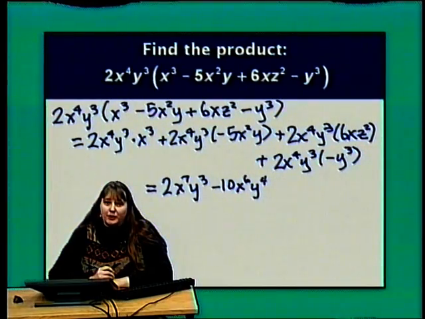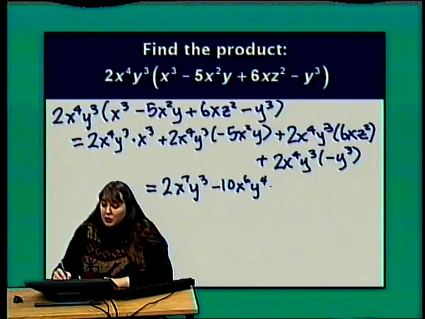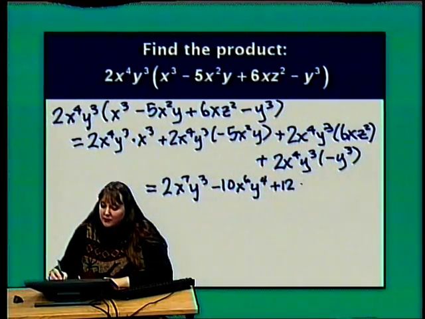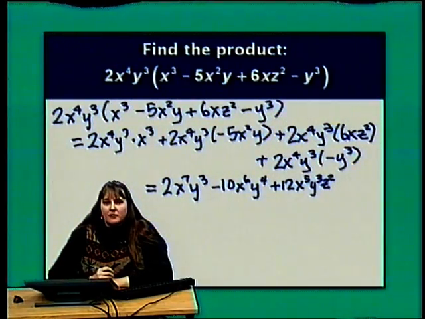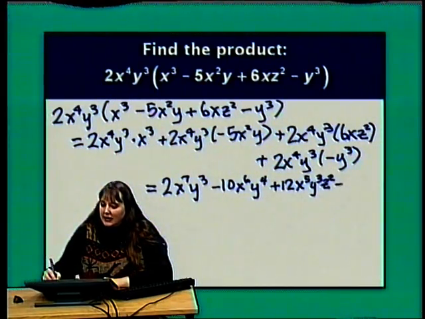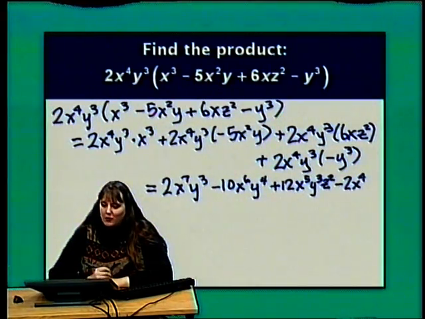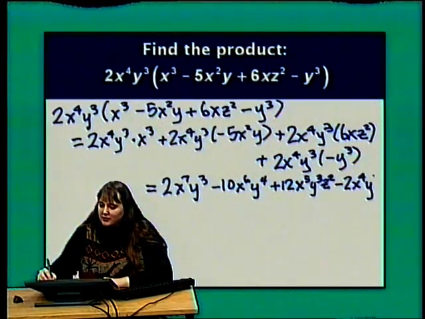Moving on to the third term, 2x to the 4th y cubed times 6xz squared. 2 times 6 gives me 12 as a coefficient. X to the 4th times x gives me 5 factors of x. Then I have y cubed z squared. For my last term, I'm multiplying 2x to the 4th y cubed by negative y cubed. So my coefficient is going to be negative 2, and I have x to the 4th, y cubed times y cubed gives me 6 factors of y.